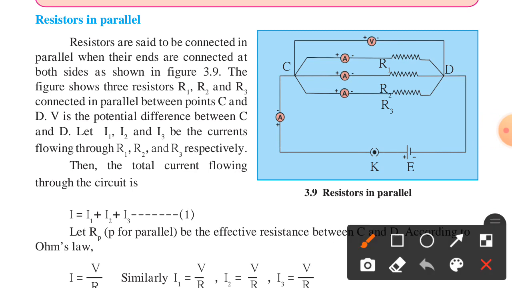In figure we see three resistors R1, R2 and R3 are connected in parallel between point C and point D. This connection is called resistors in parallel. The voltmeter V is connected between point C and D, and the voltmeter measures the potential difference, and this is same for R1, R2 and R3.